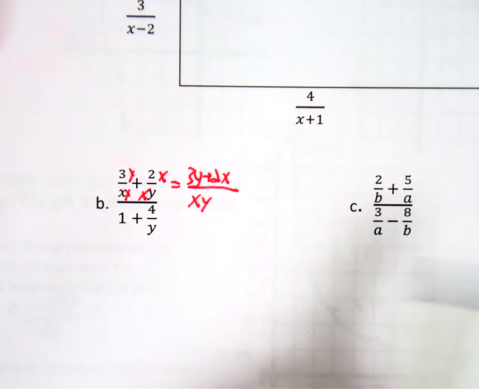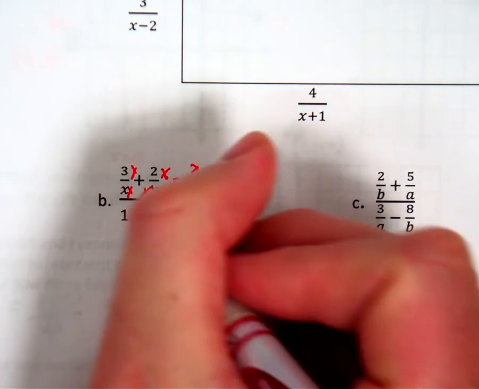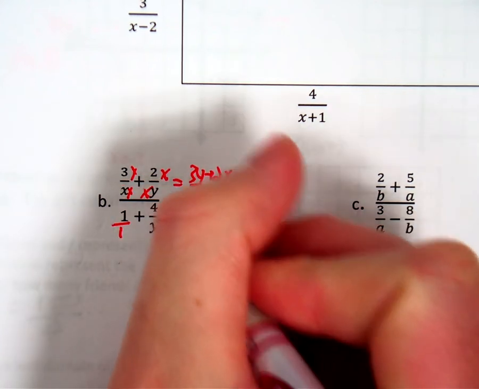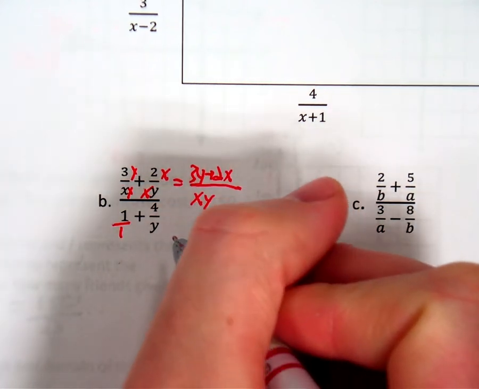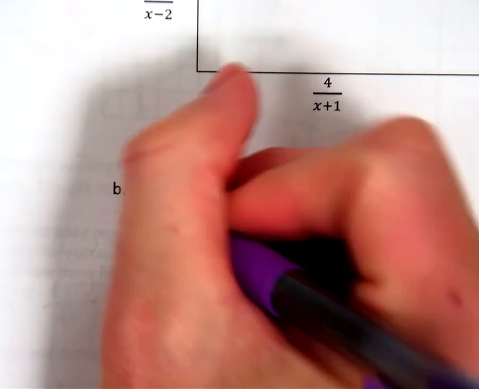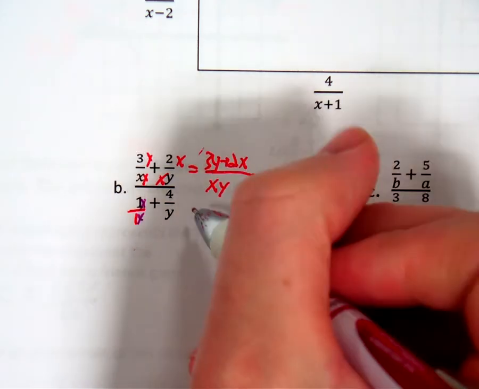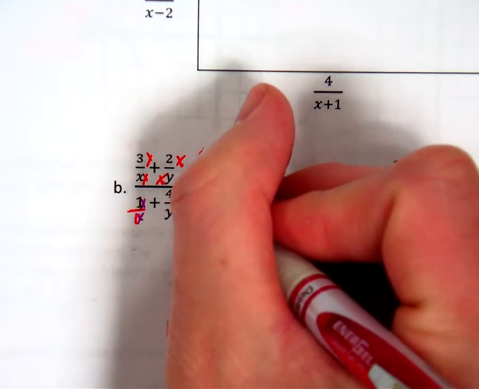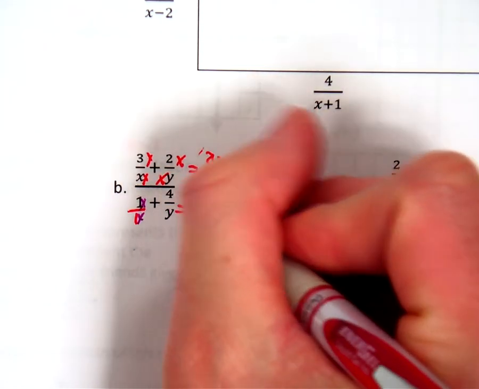All right, now look at the bottom. We got 1 over 1, 4 over y. So the denominator here is just going to be y. So you're going to multiply this one by y over y. So we got 1y plus 4 over y.